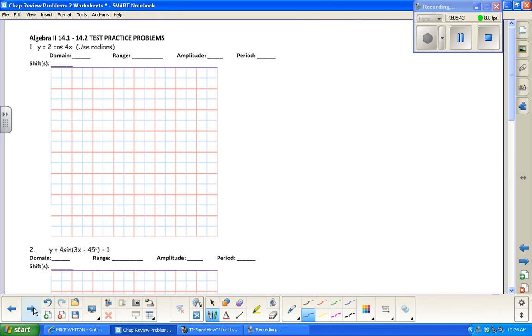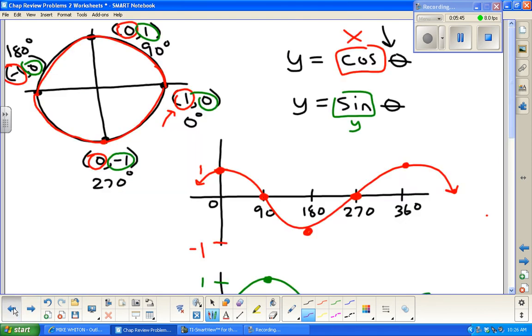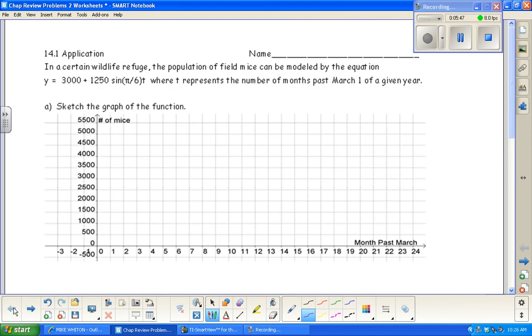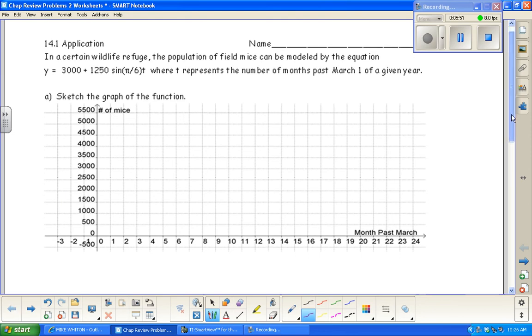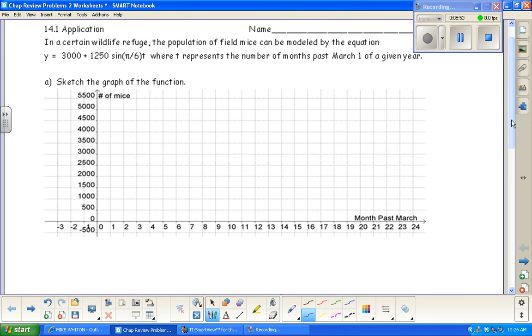Okay, so let's do the other one first. Let's do the 14-1, and then we'll come back and do the practice test. So this was kind of an application with the population of field mice modeled by an equation that they give you. There's a few things you can do. You can throw it in a calculator if you want and use a table of values. If you do that, you're going to want to use an extra set of parentheses.